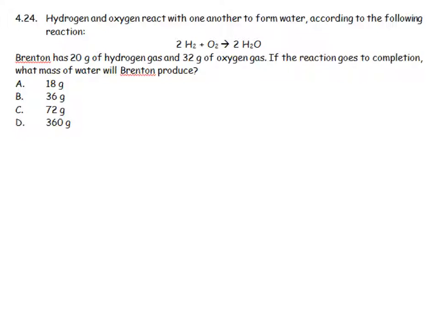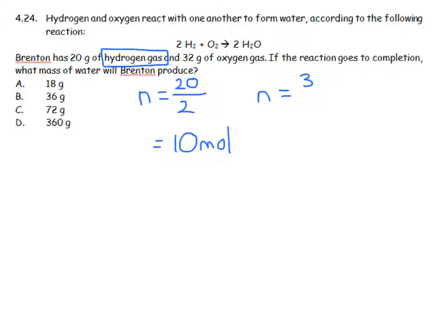Hydrogen and oxygen react with one another to form water according to the following reaction. Brenton has 20 grams of hydrogen and 32 grams of oxygen. If the reaction goes to completion, what mass of water will Brenton produce? So the first thing we're going to have to work out is the number of moles of hydrogen we've got and the number of moles of oxygen. Mass over molar mass. Hydrogen gas, 1 plus 1 is 2, so I land up with 10 moles of hydrogen gas. I've got 32 grams of oxygen. The molar mass of oxygen is 16 plus 16, so it's 32, so I only have 1 mole.